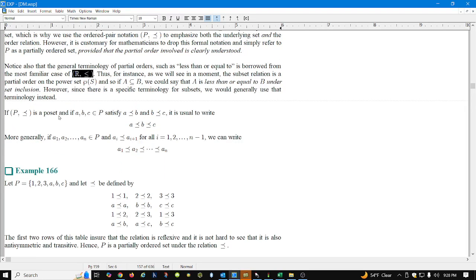We extend the notation a bit. If P is a poset, and A, B, and C are elements of P, and A is less than or equal to B, and B is less than or equal to C, we would write that in a shorter version like that. And similarly for more than 3 elements. Okay.